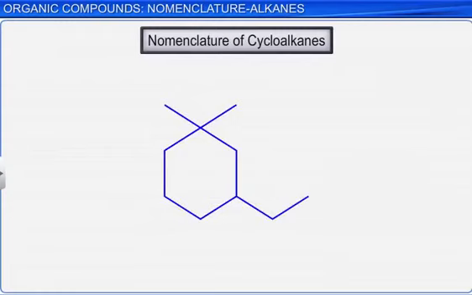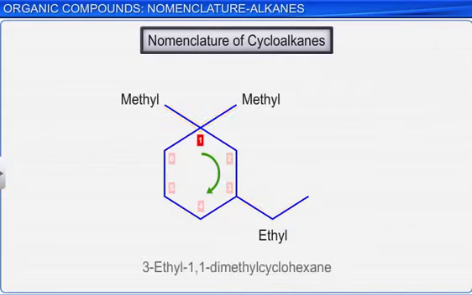This cyclic compound consists of 6 carbon atoms in a ring. Hence, it is cyclohexane. The compound is numbered from right to left. The ethyl group is attached to the 3rd position of the cyclohexane, and 2 methyl groups are attached at position 1. Hence, the name of the compound would be 3-ethyl-1,1-dimethyl cyclohexane.